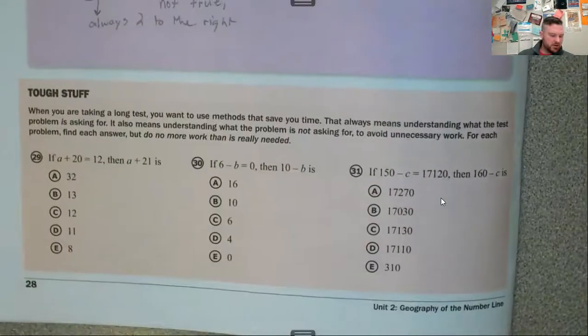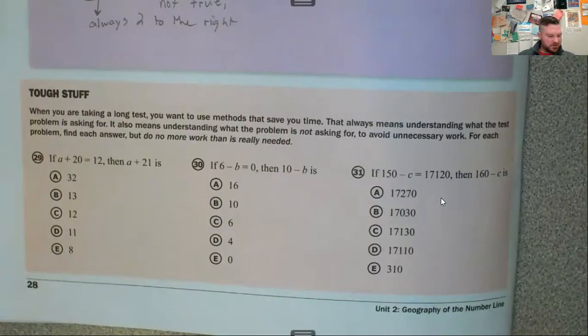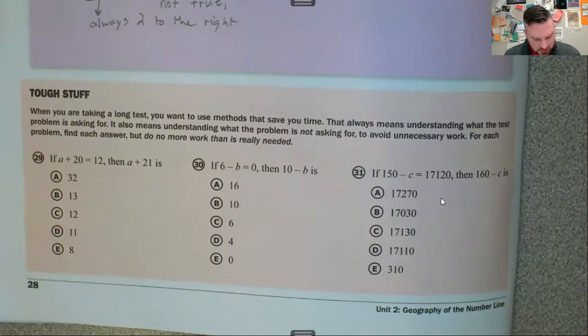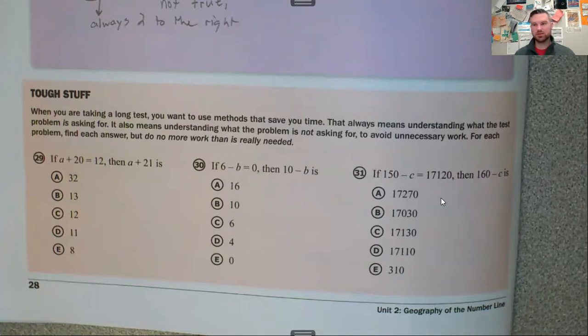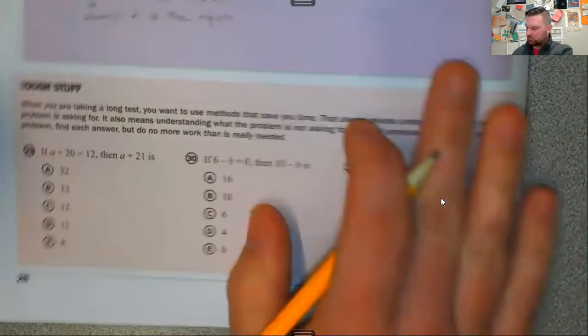Okay, tough stuff. When you're taking a long test, you want to use methods that save you time. That always means understanding what the test problem is asking for. It also means understanding what the problem is not asking for to avoid unnecessary work. For each of these problems, find each answer. Do not do more work than is really needed. Okay, so let me kind of explain how these work.